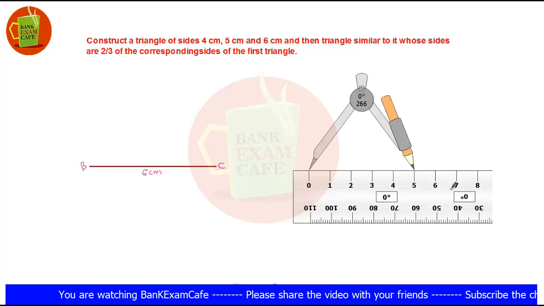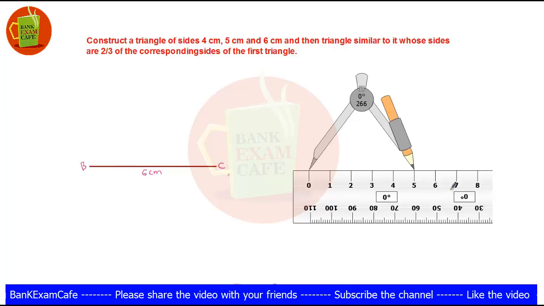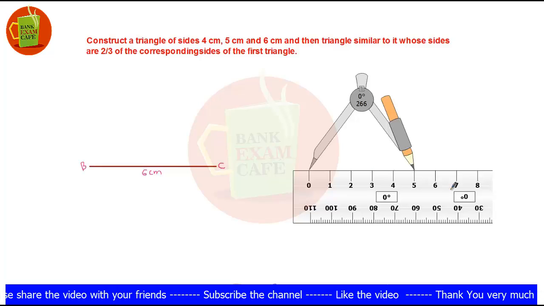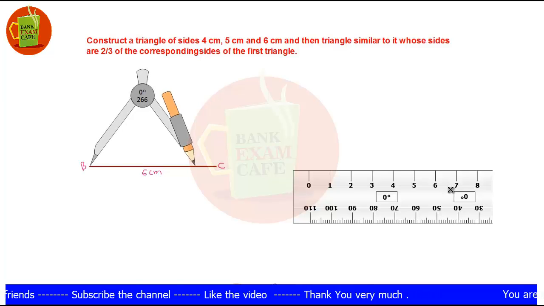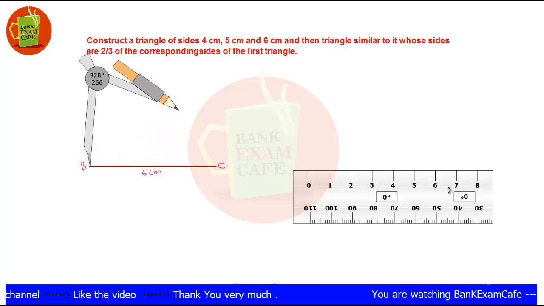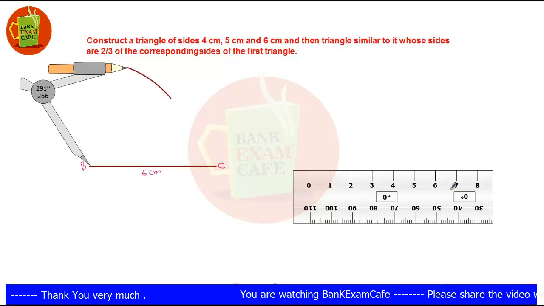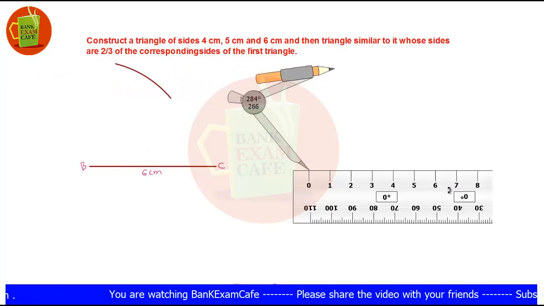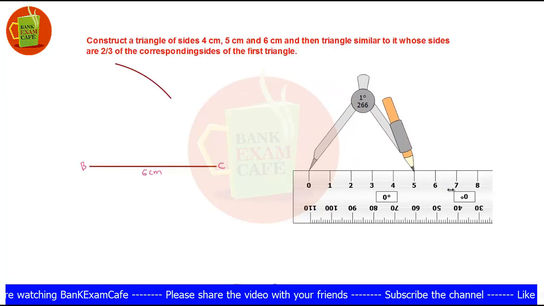First, draw a line segment BC of 6 centimeter with the help of a scale. Then take a compass and a scale and take a distance of 5 centimeter. Then taking B as a center, draw an arc, then taking C as a center and a distance of 4 centimeter.